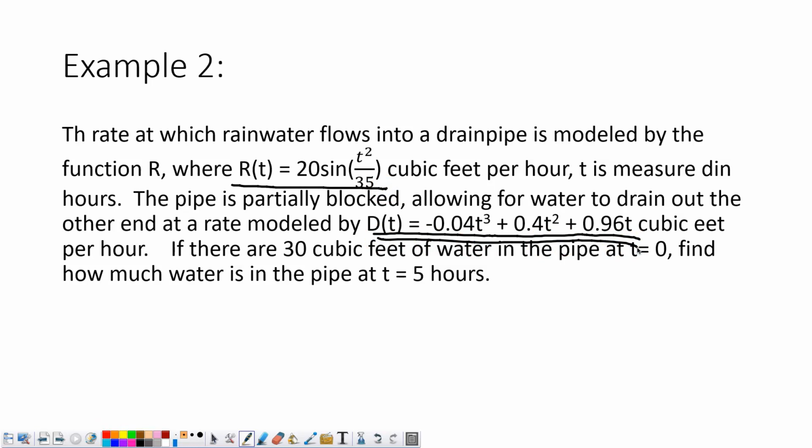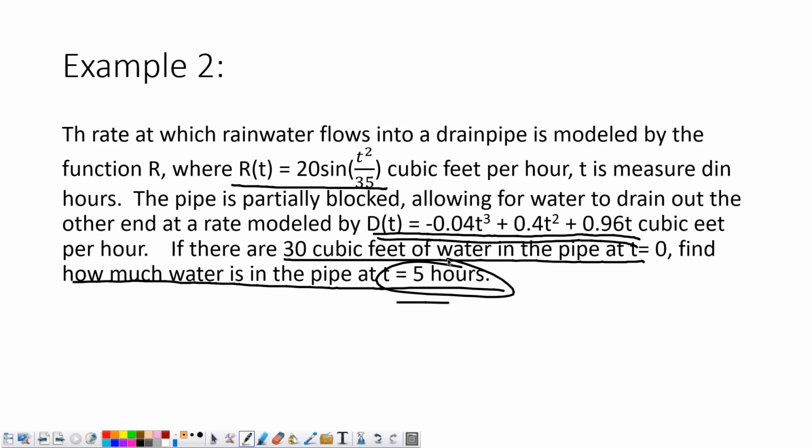If there's 30 cubic feet of water in the pipe at T equals 0, that's our starting amount, right? Find how much water is in the pipe at T equals 5. So, first of all, let's set up a function here. Let's set up an integral function real quick.